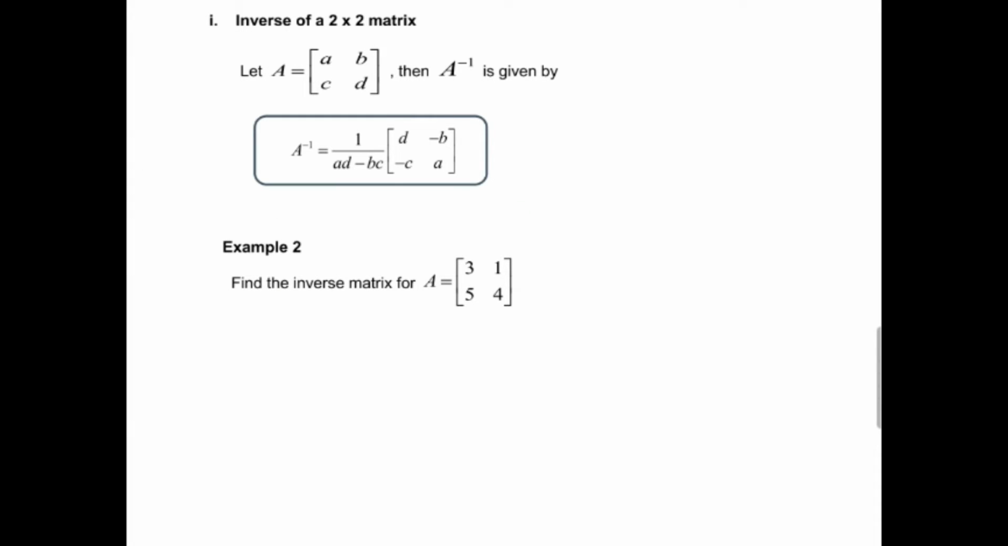Alright, for finding the inverse of a 2 by 2 matrix, let's say capital A is the matrix with rows a, b and c, d. Then A inverse is given by the formula 1 over ad minus bc times the matrix with row 1 being d, negative b, and row 2 being negative c and a. We go to the example. Find the inverse for A equals 3, 1, 5, 4.